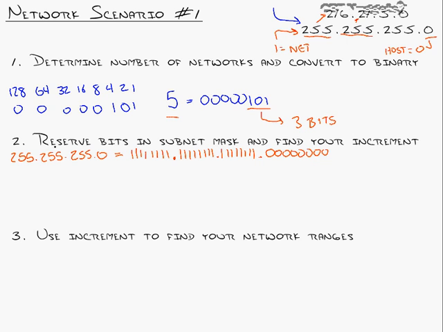Our goal in this step is to reserve the bits in the subnet mask and find your increment. So when I say reserve the bits in the mask, what I mean is I know that I can't get the number 5 with any less than 3 bits. And I know that network bits are ones. So what I need to do when I'm making this reservation is give myself 3 more network bits. So I pick up where the ones leave off and go 1, 2, 3. 0, 0, 0, 0, 0.